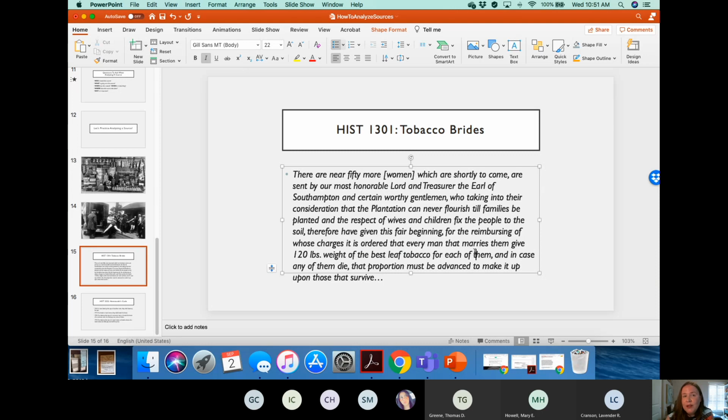You have women being sent over specifically to marry these guys they've never met. And the men have to pay the company, the Jamestown company, which is the one shipping them over, for the privilege of getting a wife. If you are interested, there's actually a book about the Jamestown brides that just came out earlier this year. It is on my to-read stack, which is quite large.